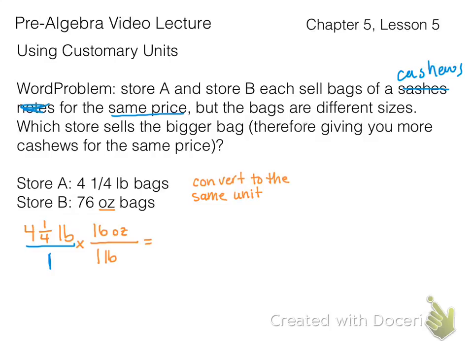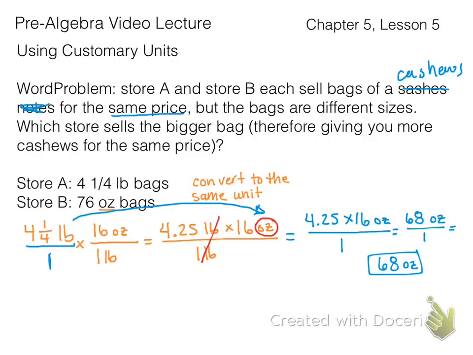But now I'm going to multiply across, numerator times numerator. This harkens back to the previous lesson, guys. So 4 1/4, which is the same as 4.25, times 16 ounces over 1 pound. A pound over a pound cancels out, leaving me just ounces because I wanted to convert from pounds to ounces. And now I've done it because I've canceled out the pounds. So 4.25 times 16 ounces is 68 ounces. And 68 ounces is how much 4 1/4 pounds of cashews is. And that was Store A.